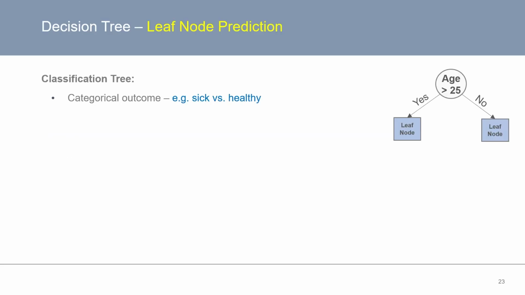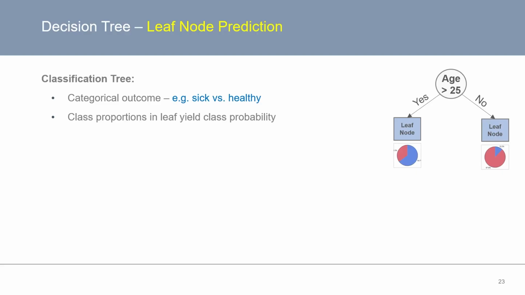Now let's take a look at how decision trees make a prediction based on the leaf node arrived at. We start with a classification tree, where our target outcome is categorical or nominal. For example, is a patient sick versus healthy? Here we have an example of age being greater than 25, yes or no.